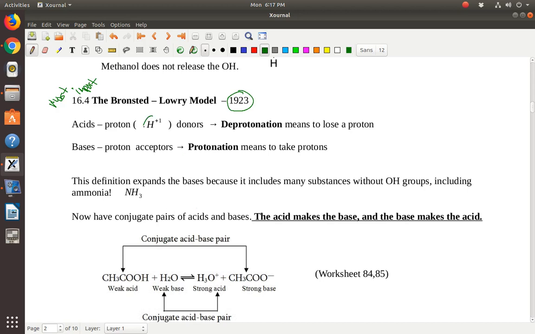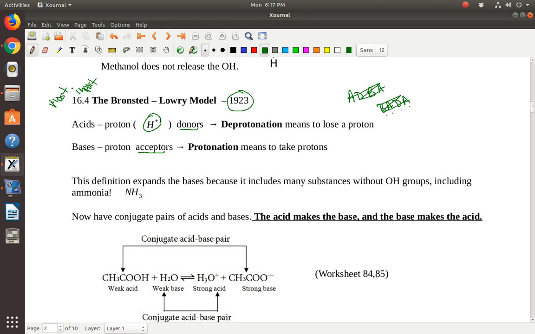So acids are proton donors, remember protons are hydrogen ions. Acids are proton donors, bases are proton acceptors. So you've got to figure out a way of memorizing that. Let's see, A, D, B, A. Well, that doesn't help a whole lot. Maybe B, A, D, A. Base, acceptors, donors, acids. I don't know. I haven't come up with a good way of doing that. I just know it. Acids are proton donors.